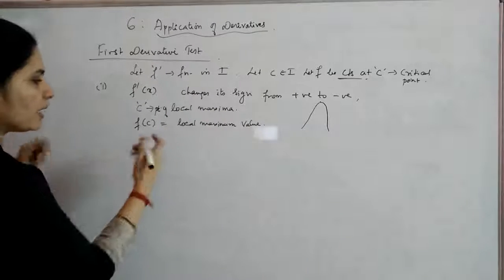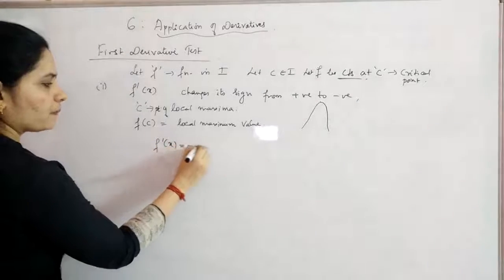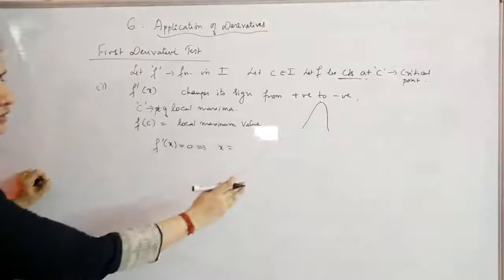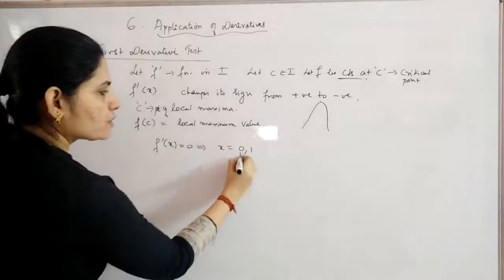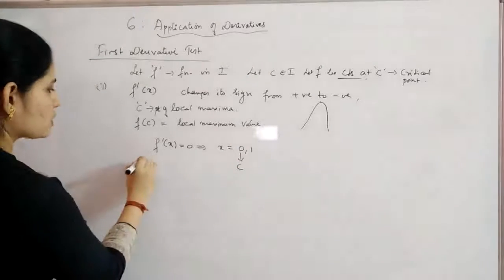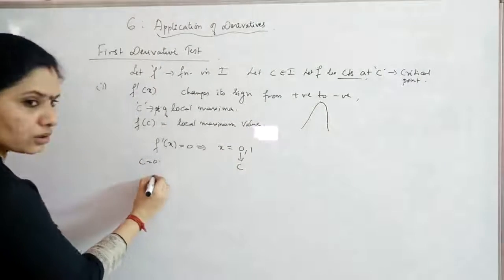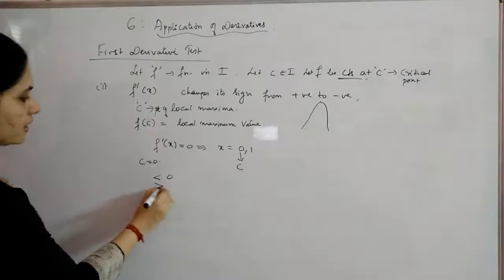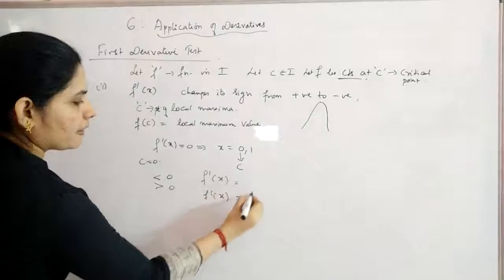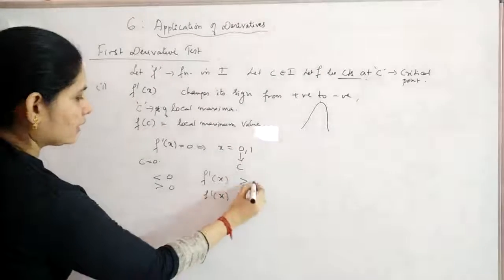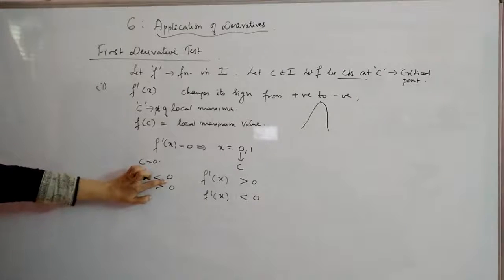So how you will apply it in a problem is, first you will find out what is f dash of x, then equate it to 0 and find out certain points. You will get certain values of x, and that is actually your C. Suppose you got 0 and 1, suppose this is C. So for C equal to 0, what you are taking is a value which is nearer to 0.